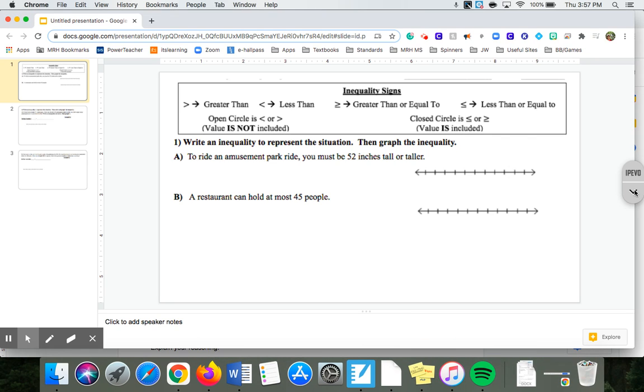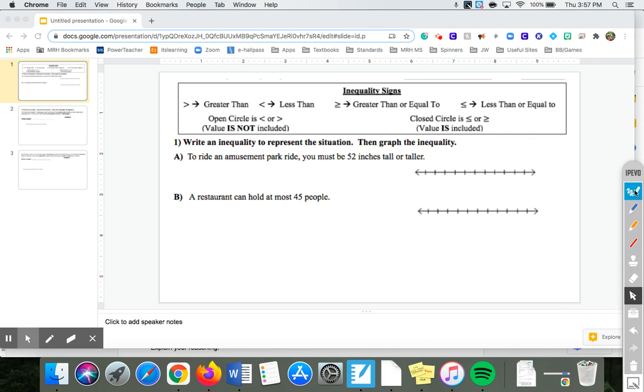All right, so writing inequalities. First off, I want to refresh us on what an inequality is. It gives us a range of solutions. It gives a solution set where our solution is not one particular number. It's a range of numbers that would satisfy our inequality. So that's how it's different than an equation.